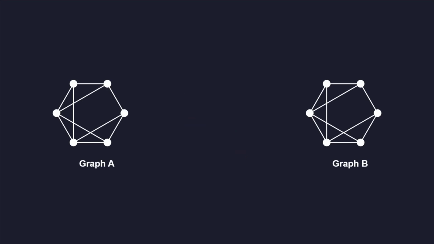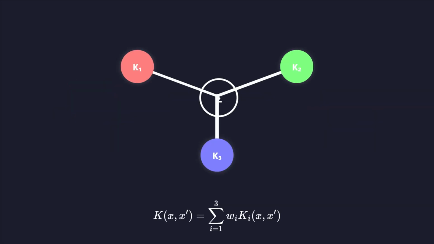String kernels compare the number of shared substrings to enable machine learning on genetic sequences or text. Graph kernels compare the connectivity and node attributes of two graphs, typically by performing random walks or comparing local subgraphs. This allows for the classification of chemical molecules, where the graph represents the atomic bonds.